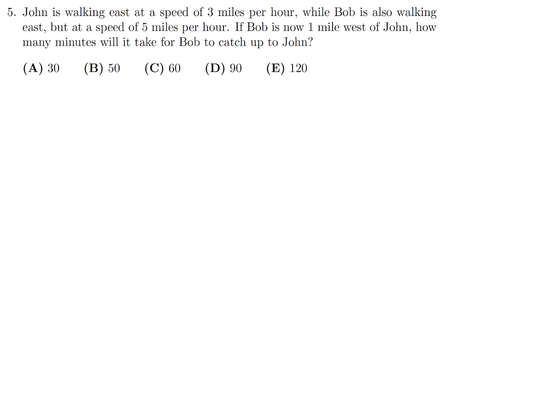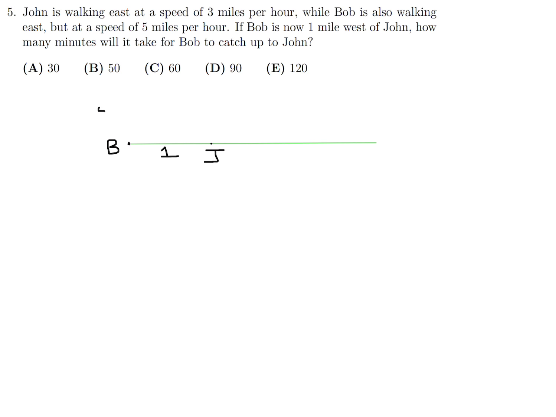John is walking east at a speed of 3 miles per hour while Bob is also walking east, but at a speed of 5 miles per hour. If Bob is now 1 mile west of John, how many minutes will it take for Bob to catch John? So we have a scenario where they're both walking east, and let's label this. So here's Bob, and 1 mile away is John, so that's 1.